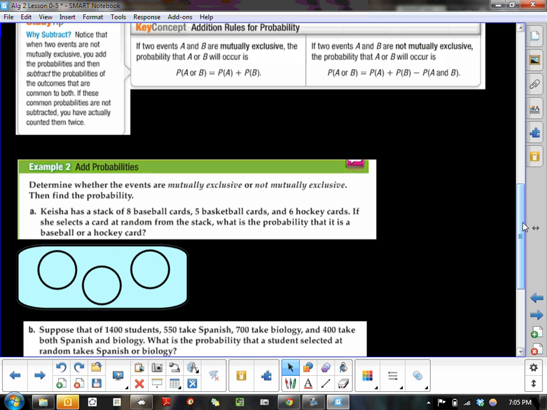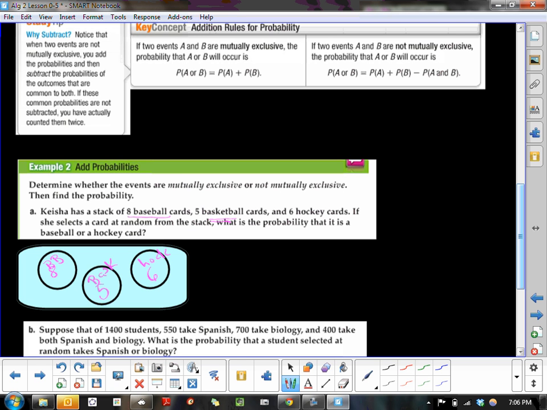Keisha has a stack of 8 baseball cards, 5 basketball cards, and 6 hockey cards. If she selects a card at random from the stack, what is the probability that it is a baseball or a hockey card? I've already put a Venn diagram together here. What I want to do is look at the labeling on this. I want to represent the cards that she has. She has 8 baseball cards, so I'm going to put in here 8 baseball cards. Next, she has 5 basketball cards. And the last one, she has 6 hockey cards.